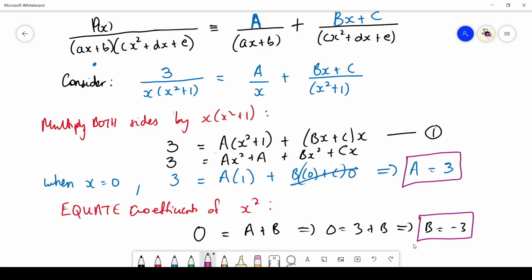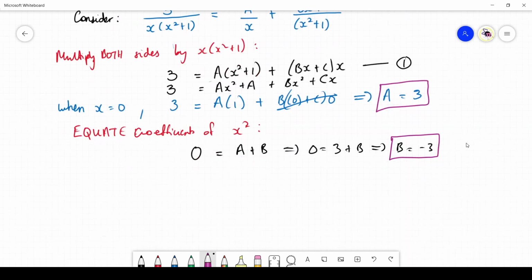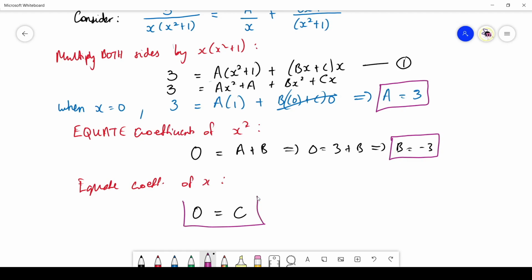And similarly, we can even try to equate coefficients of x. So let's see, if we were to equate coefficients of x, what's going to happen? On the left, we'll get 0. On the left, you'll get 0 is equal to, on the right, let's see, coefficients of x is just simply c, right? So therefore, boom, just like that, you got your value for c, and c happens to be equal to 0.